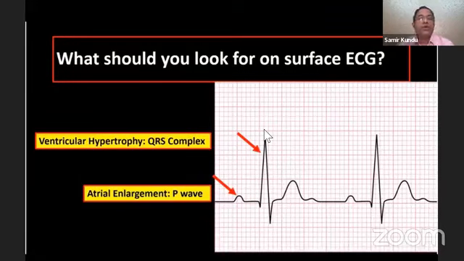Now, what should you look for on surface ECG? In case of atrial enlargement, look carefully at the P wave. And in case of ventricular hypertrophy, look carefully at the QRS complexes: the amplitude of the R wave or the S wave, QRS duration, or ventricular activation time.